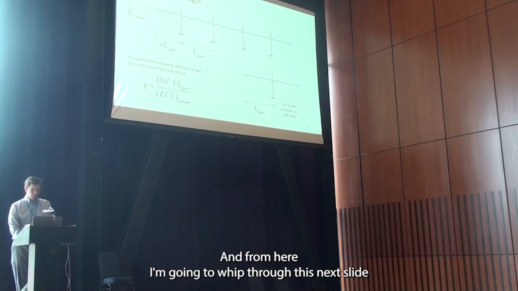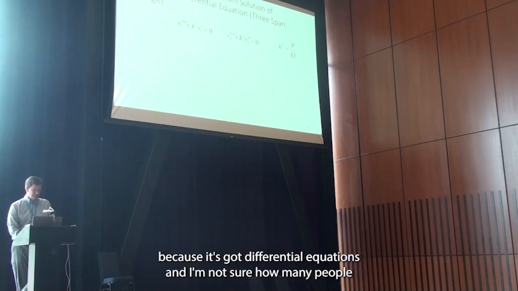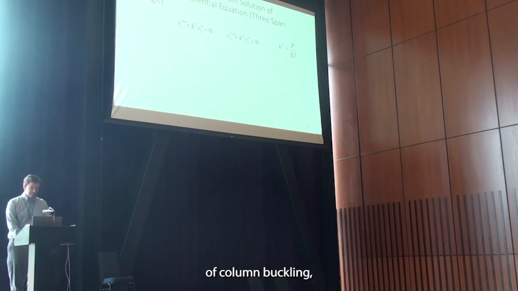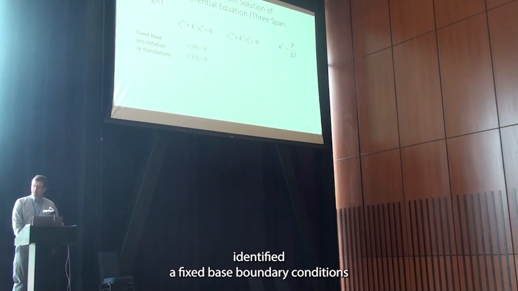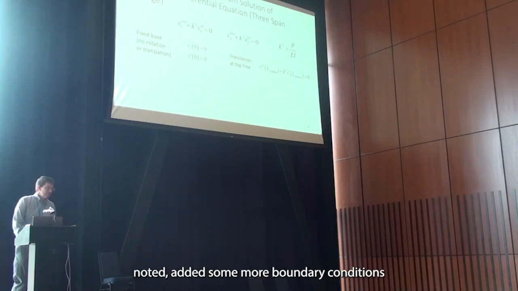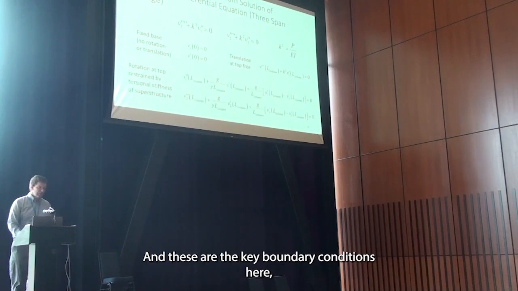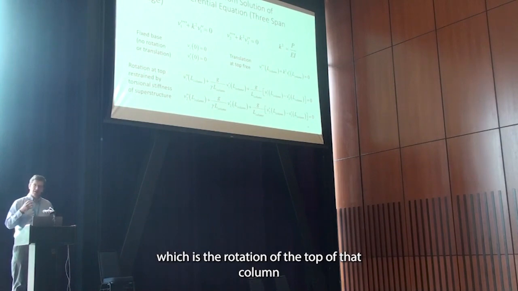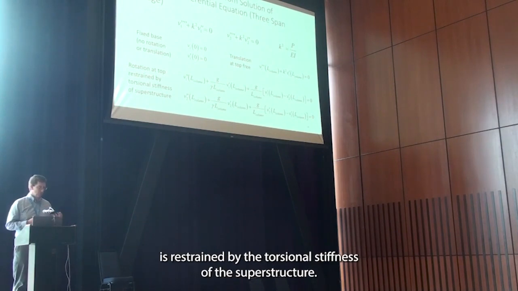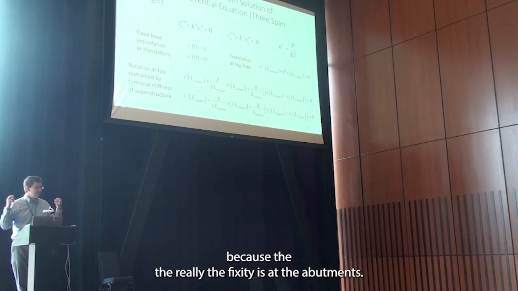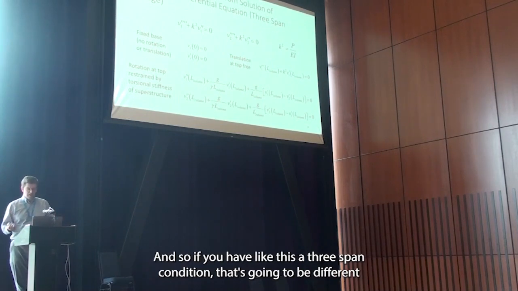And from here, I'm going to whip through this next slide because it's got differential equations. I'm not sure how many people are going to be enjoying that, but we went with the basic equation of column buckling, identified fixed base boundary conditions, and added some more boundary conditions: translation at the top is free. And then these are the key boundary conditions here, which is that the rotation of the top of that column is restrained by the torsional stiffness of the superstructure. And there's some system effects there because really the fixity is at the abutments. So if you have, like this, a 3-span condition, it's going to be different than a 5-span condition.